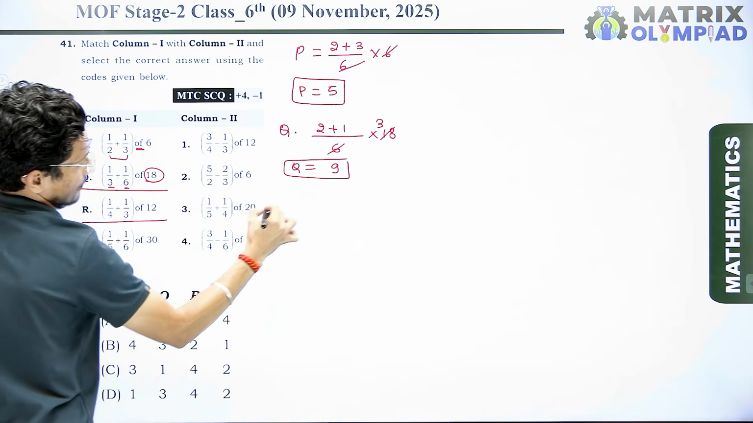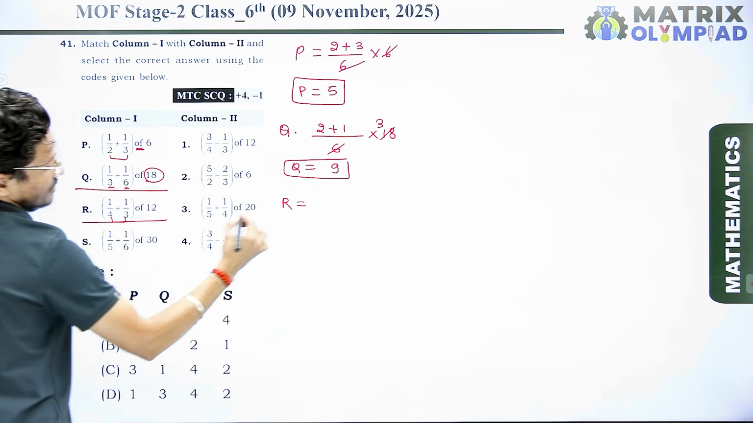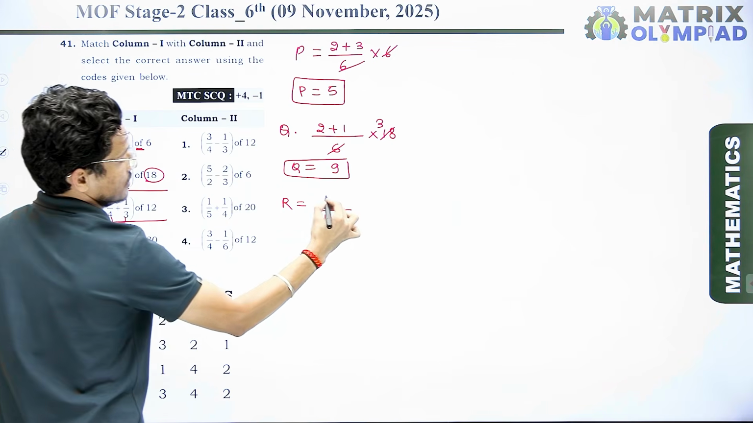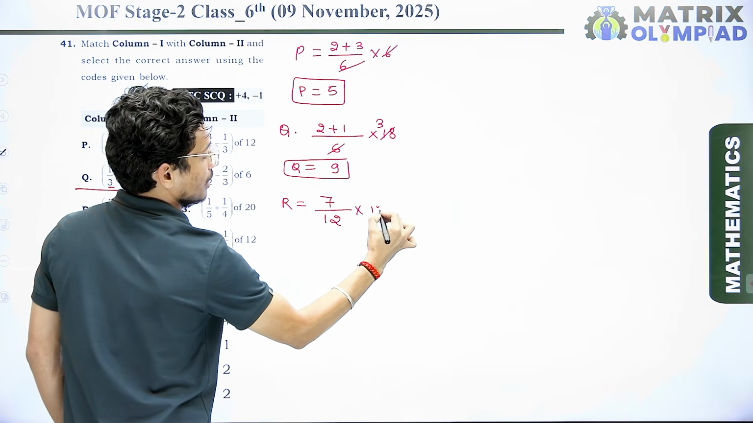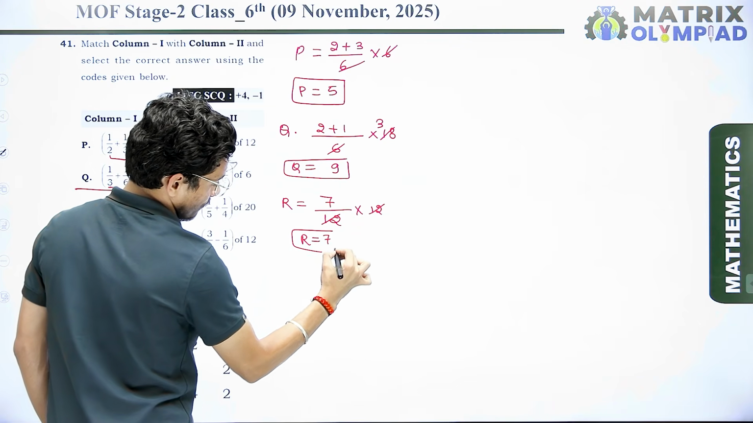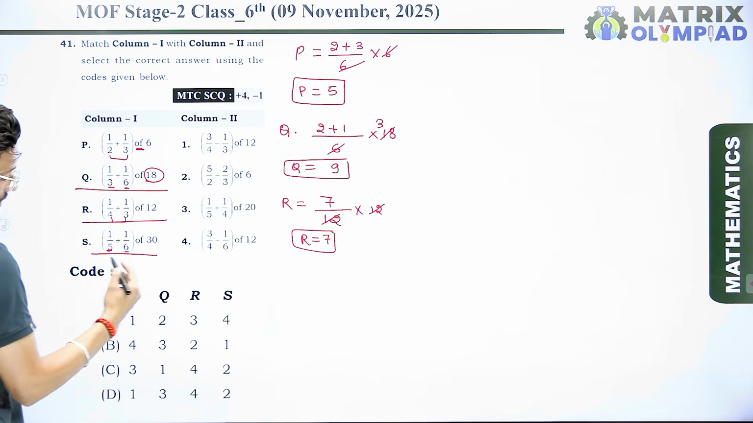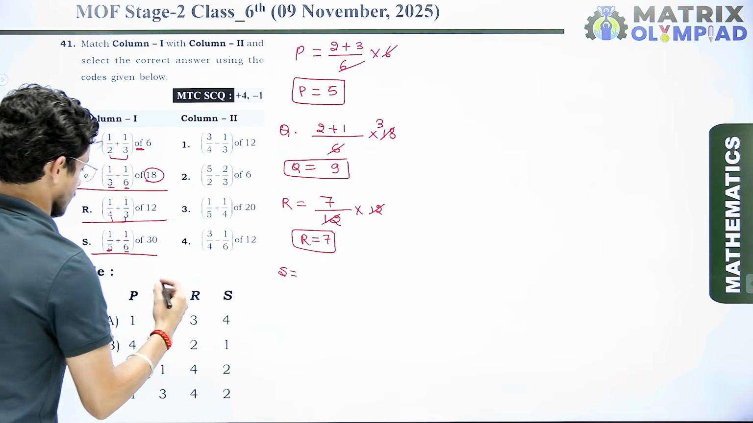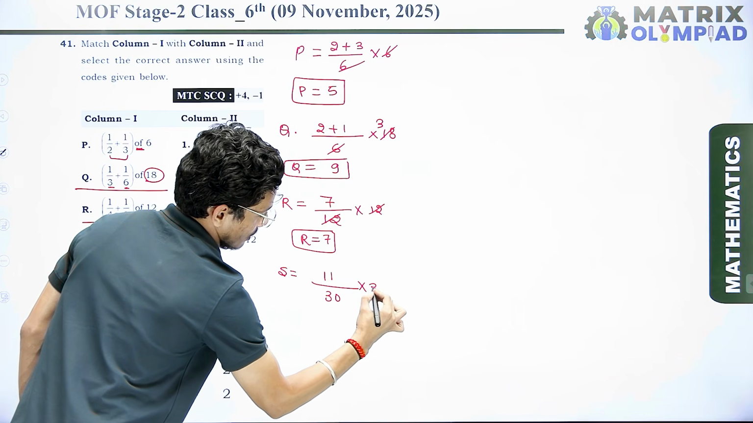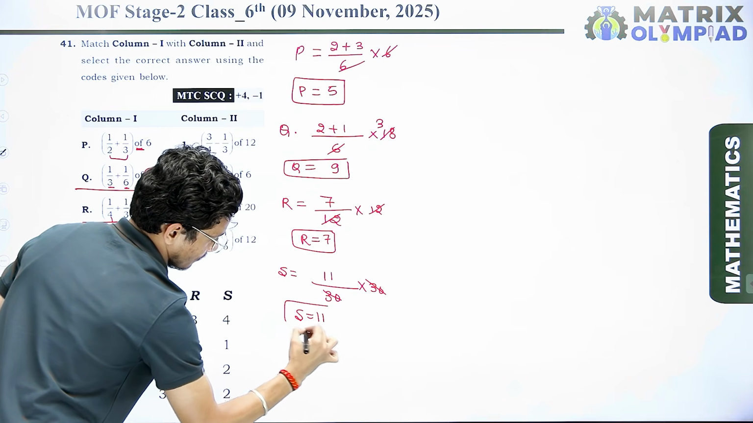So next R, when we take LCM of 4 and 3, we get 12, and 4 plus 3 is 7. So 7 upon 12 multiplied by 12. So 12 and 12 cancel out. The value of R here we get is 7. Next, S: we take the LCM of 5 and 6, which is 30. So 30, 6 plus 5 is 11 multiplied by 30. So 30 and 30 cancel out. The value of S here we get is 11.